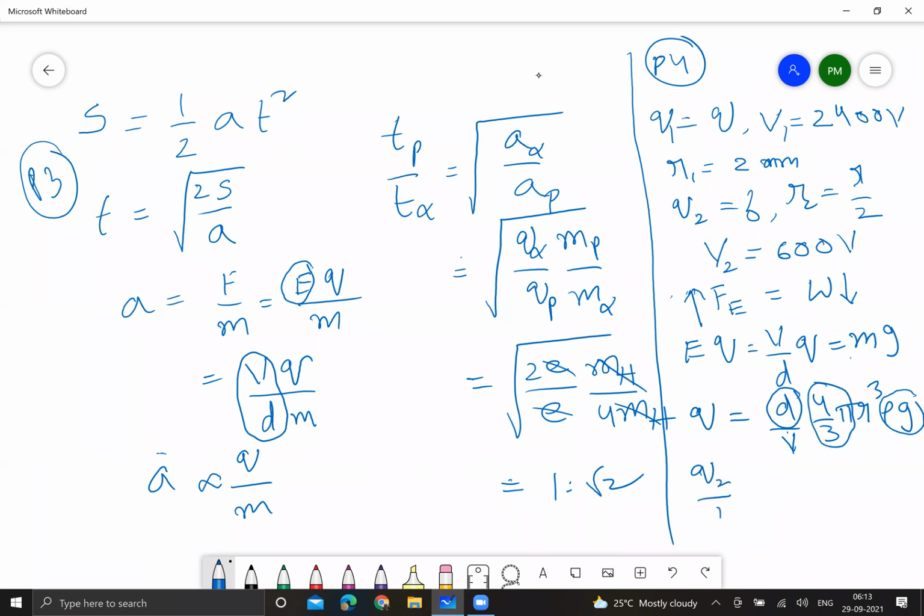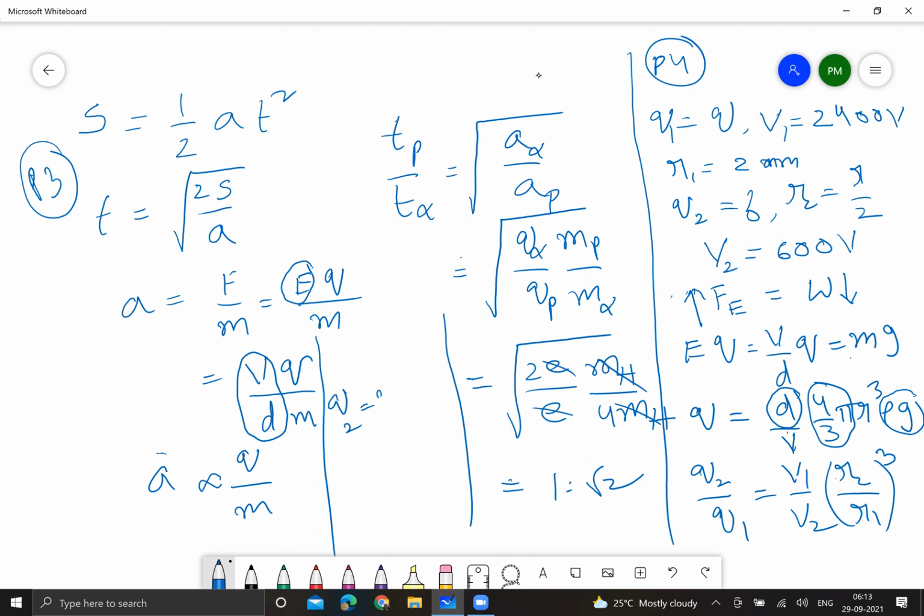Therefore, Q2 by Q1 is V1 by V2 into R2 by R1 whole cube. So we'll get Q2 is equal to Q into 2400 by 600, that becomes 4, into R2 by R1 whole cube, 1 by 8. So it should be Q by 2. Simple questions.